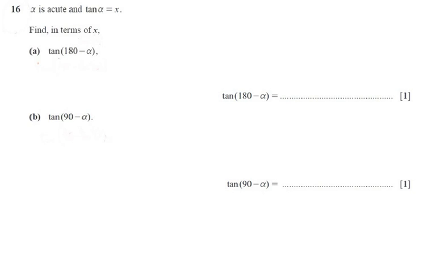Now this is a great question, tricky. So alpha is acute and tan alpha equals x. Find, in terms of x, tan of 180 minus alpha. Right, there are different ways of doing this.